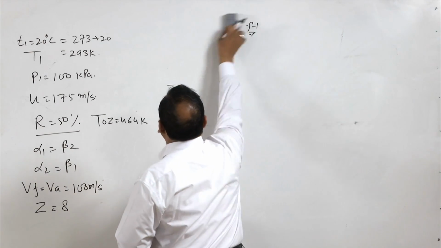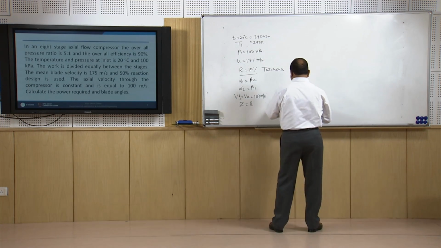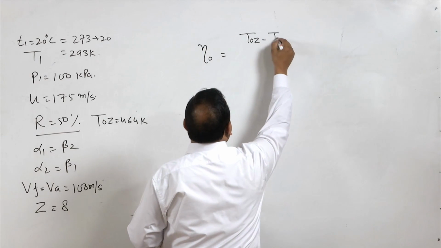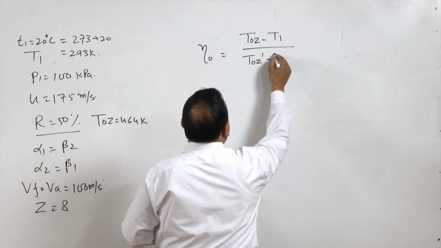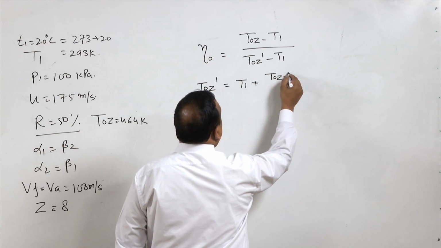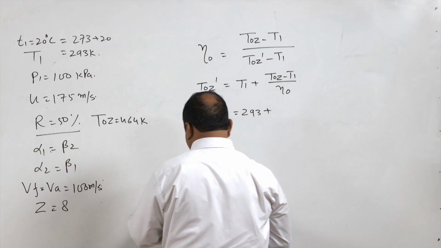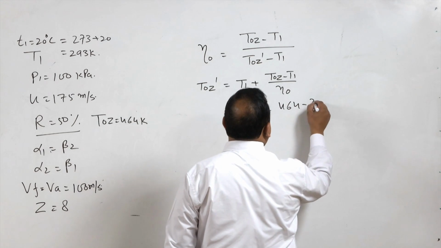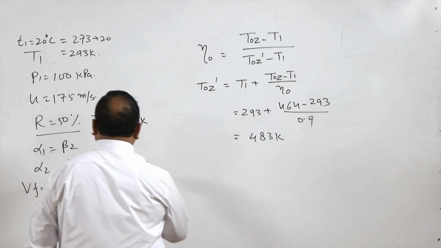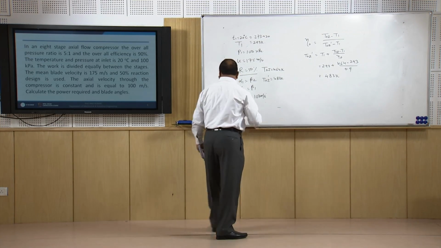The compression is not isentropic because the efficiency is given. The overall efficiency is 90%. So efficiency is equal to TOZ minus T1 divided by TOZ dash minus T1. TOZ dash is equal to T1 plus TOZ minus T1 divided by 0.9, that is 293 plus 464 minus 293 divided by 0.9, and that gives TOZ dash as 483 Kelvin. We have done the same thing earlier also.